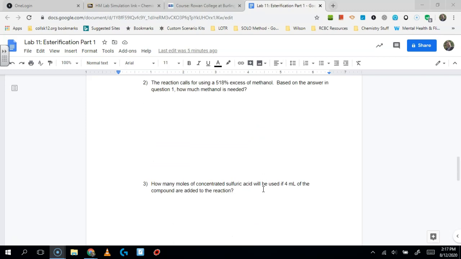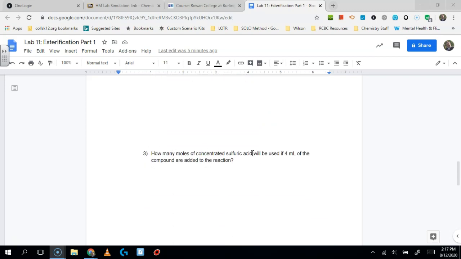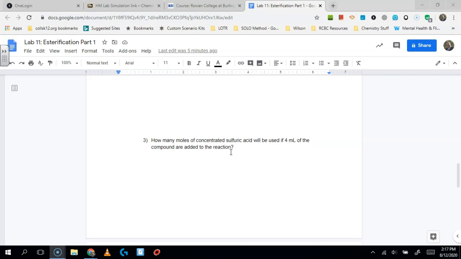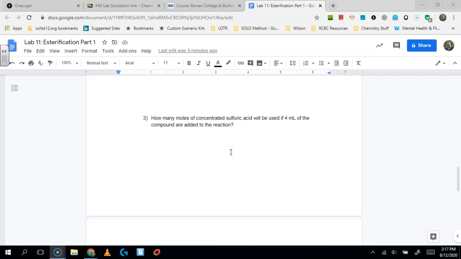Then the last thing you're going to do is determine how many moles of concentrated sulfuric acid are going to be used if you're using 4 milliliters. All of this information is taken directly from the supplement. Professor Sherlock's website has all this information in it. I'm just asking you questions where the supplement goes through the process, in a slightly different format.